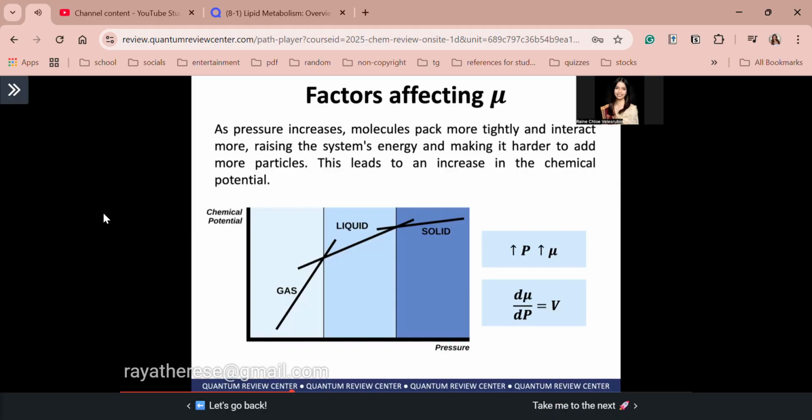Ano mangyayari sa ibang molecules or sa ibang tao? Hindi sila din, di ba? They have to use up their energy para mag-interact with other molecules, di ba? Ganon, okay? That's why we have a higher chemical potential as pressure increases, okay?